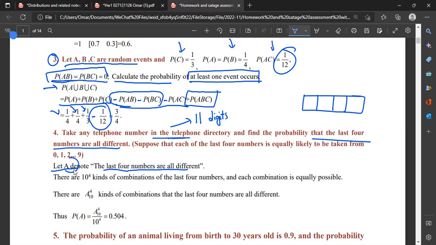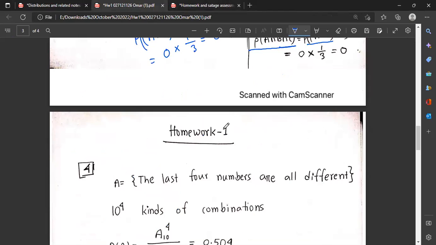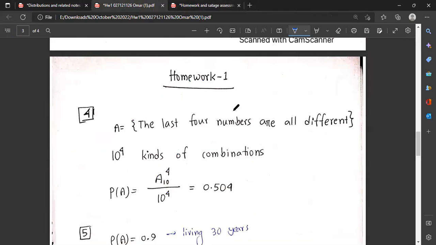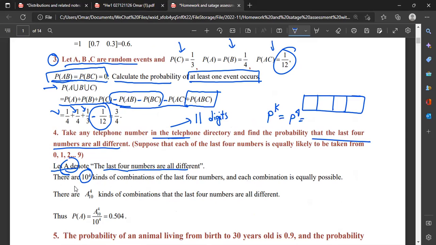So A is an event. Here the last 4 numbers are all different. So there are 10 to the power 4. You know the formula, P to the power K, so we just take 4. So 10 to the power 4, this is the total probability.